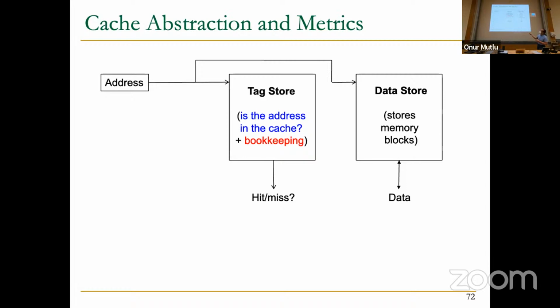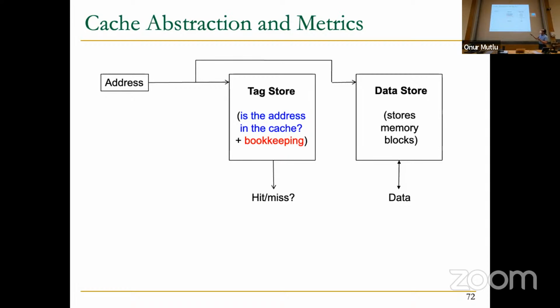If you get a hit signal, then you take the data out of the data store. You may query them concurrently, tag store and data store, so that whenever you get the hit signal, you also get the data bits out of the data store. That's what's done in L1 caches. You normally query the tag store and data store concurrently, so that if you hit in the cache, the data is ready for you to take and move on.